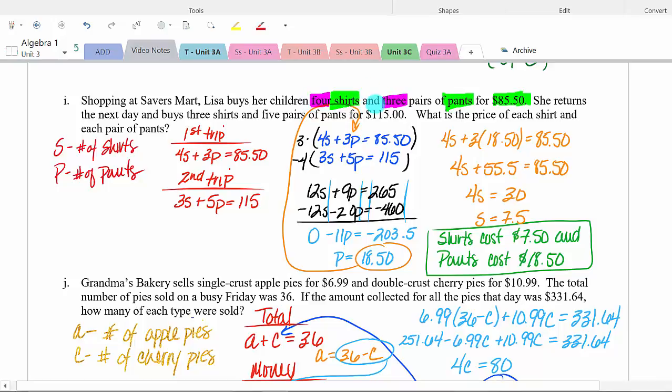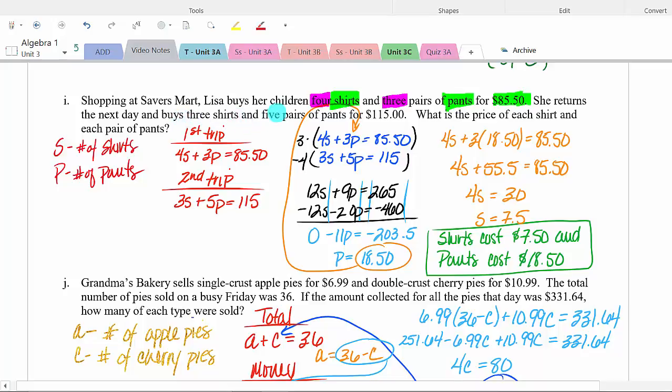So if we're looking at our first trip there, 4 times the shirts, and S represents the number of shirts, because that's one of our unknowns. And then the number of pants would be the other unknown that we don't know here. So there's P for pants, P for number of pants. And she bought 3 of those, and that's equal to $85.50.